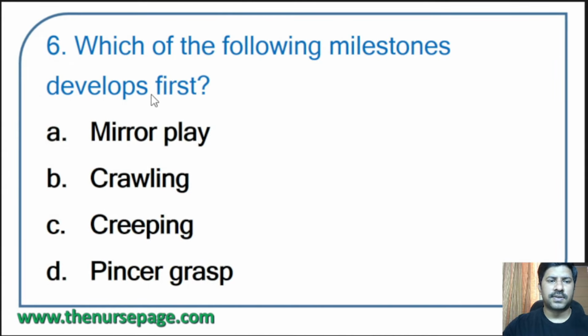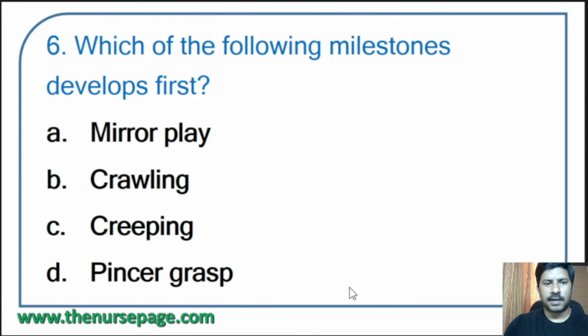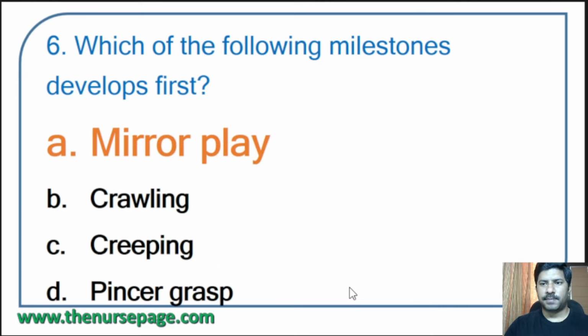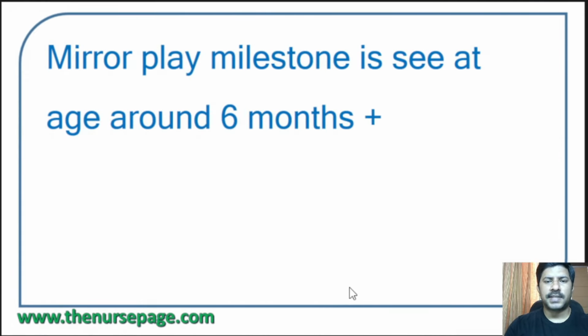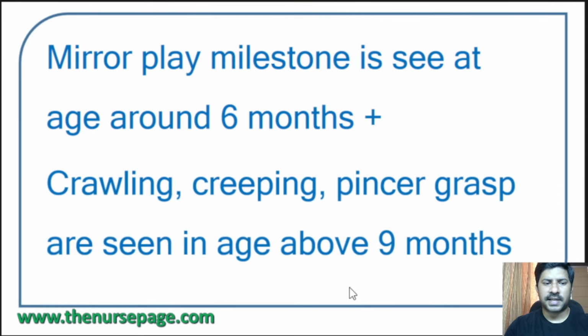Which of the following milestones develops first? Mirror play, crawling, creeping, pincer grasp. Correct answer is mirror play. Mirror play starts approximately from 6 months onwards. Crawling, creeping, pincer grasp start from 9 months onwards. Mirror play milestone is seen at age around 6 months plus, and crawling, creeping, pincer grasp are seen at age about 9 months.